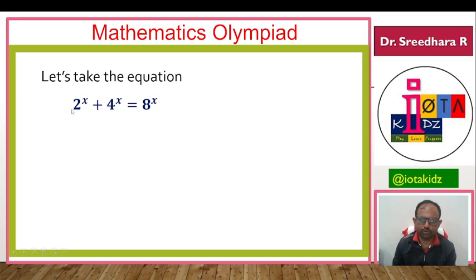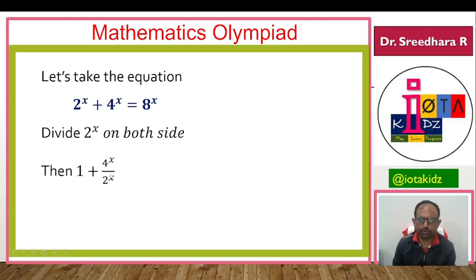ಸೊ ಹಾಗಾಗಿ 2 to the power of x divided by 2 to the power of x ನಾವು ಡಿವೈಡ್ ಮಾಡಿದ್ರೆ ಏನಾಗುತ್ತೆ, 1 plus 4 to the power of x divided by 2 to the power of x, which is equal to 8 to the power of x divided by 2 to the power of x. ಯಾಕಂದ್ರೆ ಇಲ್ಲಿ 2 to the power of x divided by 2 to the power of x ಎರಡು ಕ್ಯಾನ್ಸಲ್ ಆಗುತ್ತೆ, ರಿಮೈನಿಂಗ್ 1 ಬರುತ್ತೆ. ಇದನ್ನ ಆಸ್ ಇಟ್ ಇಸ್ ನಾವು ಬರ್ಕೊಂಡಿದ್ದೀವಿ. ಜಸ್ಟ್ ವಿ ಆರ್ ಡಿವೈಡಿಂಗ್ 2 to the power of x on both sides of the equation.